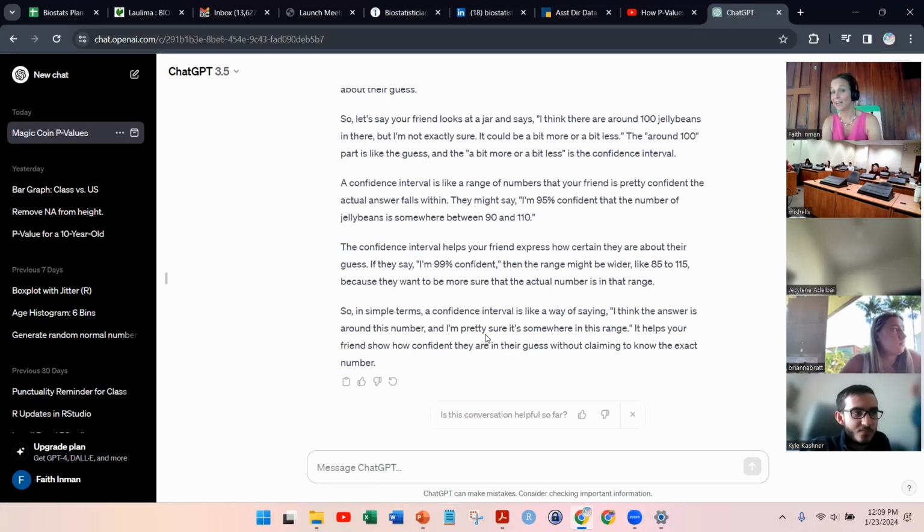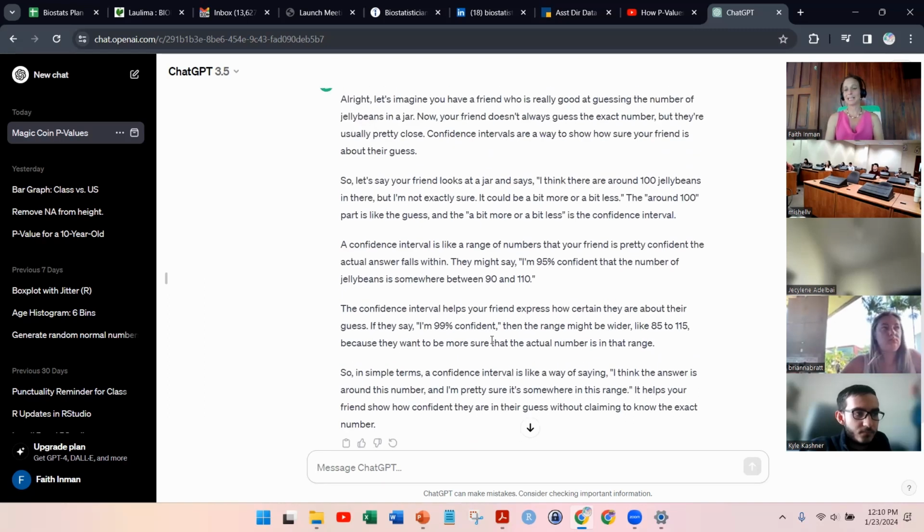If they say 99% confident, then the range might be wider, like 85 to 115, because they want to be more sure that the actual number is in that range. So in simple terms, a confidence interval is like a way of saying, I think the answer is around this number, and I'm pretty sure it's somewhere in this range. It helps your friend show how confident they are in their guess without claiming to know the exact number.